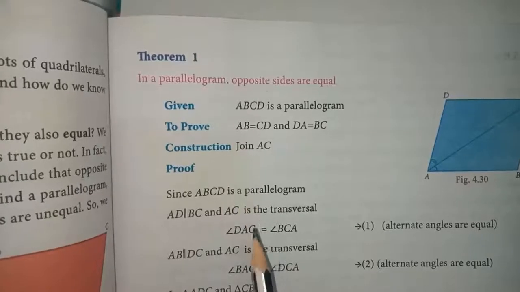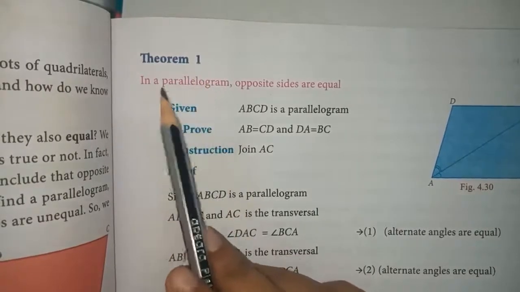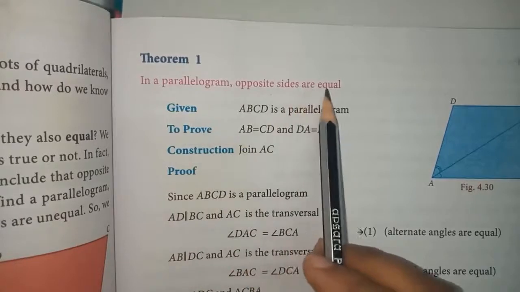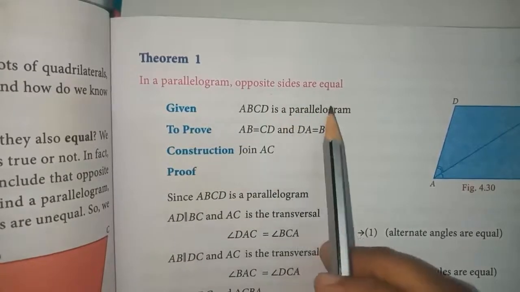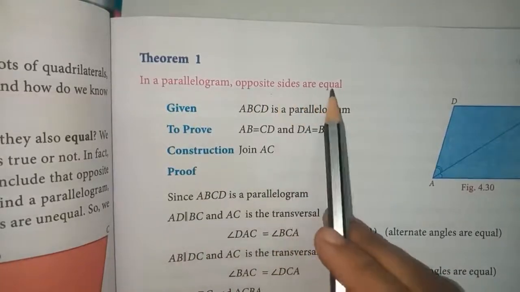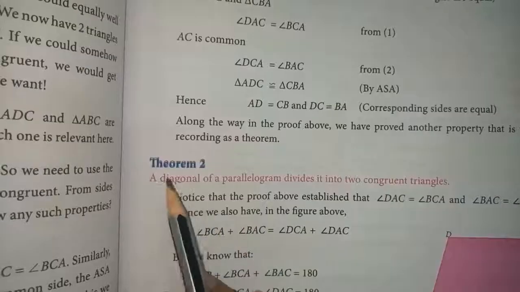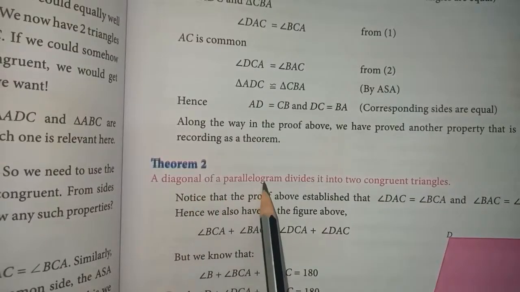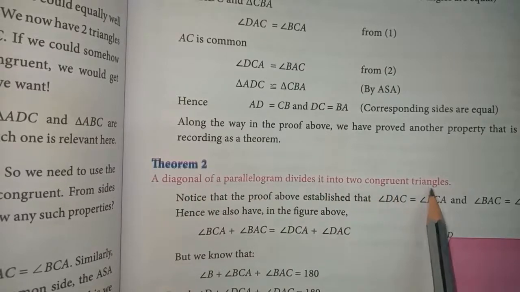Then you have to know about some theorem statements. So theorem 1, in a parallelogram opposite sides are equal. So you have to just know about the statement of the theorem. It is enough for you. This is theorem number 1. Then theorem 2, a diagonal of a parallelogram divides it into two congruent triangles.